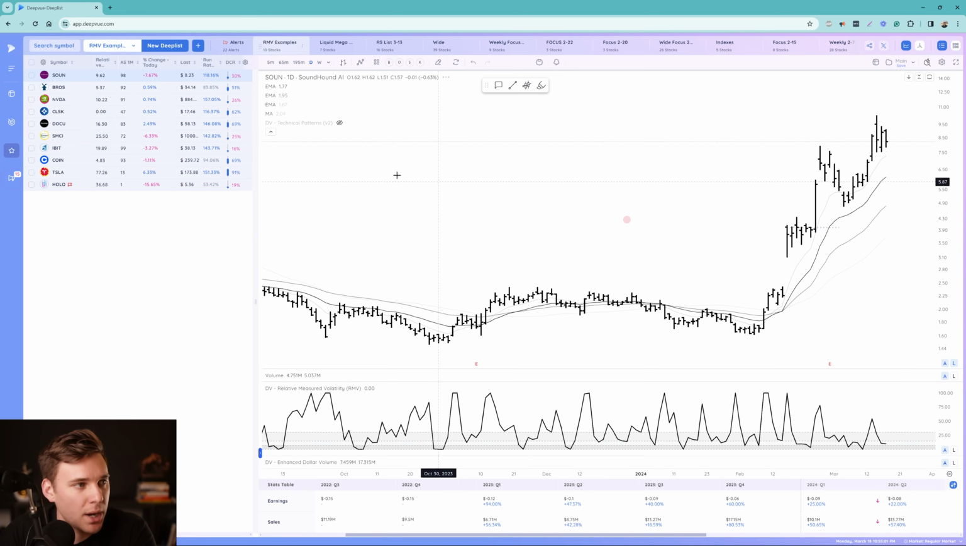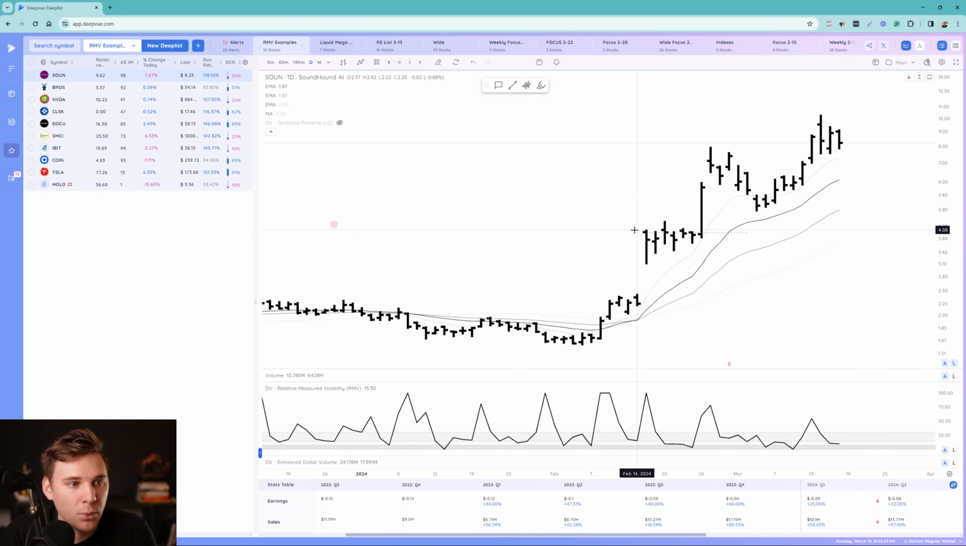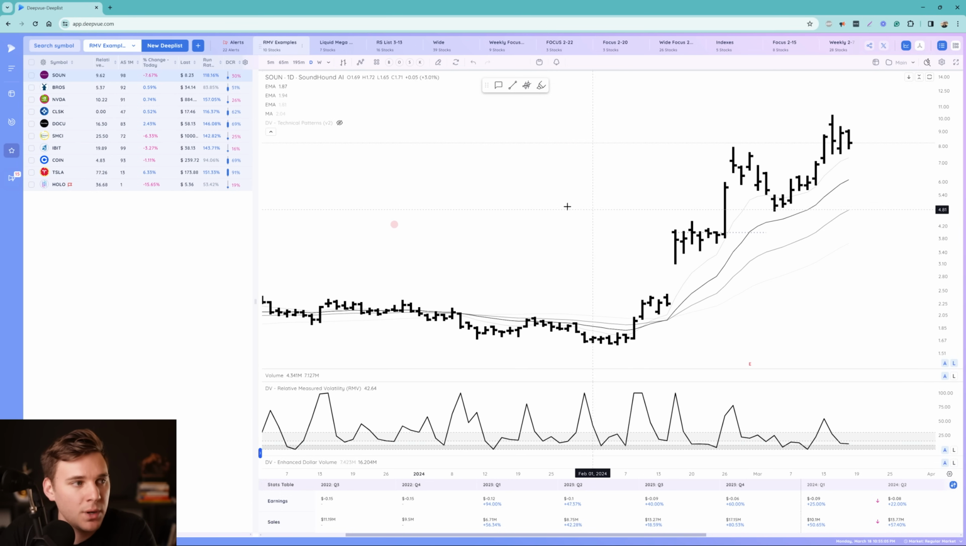Let's now go through a bunch more examples. And one more really cool thing in DeepView is not only do we have the indicator here, which, as I mentioned, as it gets close to 100, we're seeing expansion. As it drops significantly, we're seeing tightening.